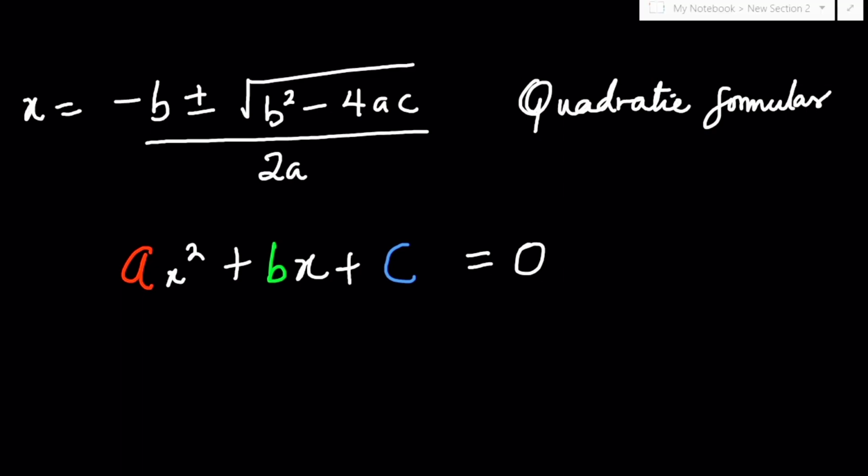Alright, so let's derive the formula. The first thing we need to do is to rearrange. We need to move this constant term to the other side, and that's the first step in completing the square. So we are going to have ax squared plus bx equal to the positive c crossing becomes negative c.